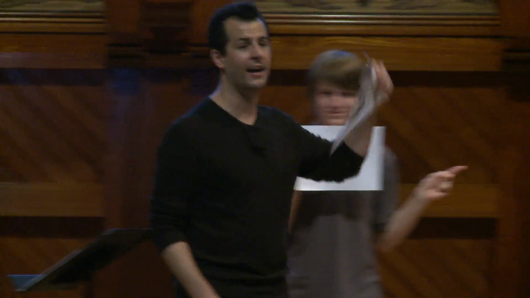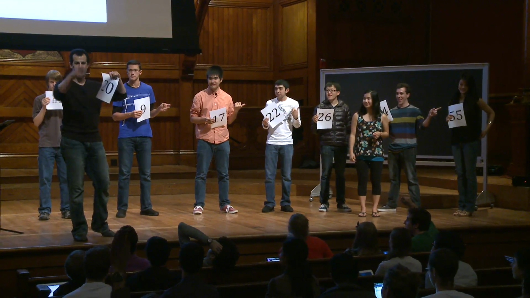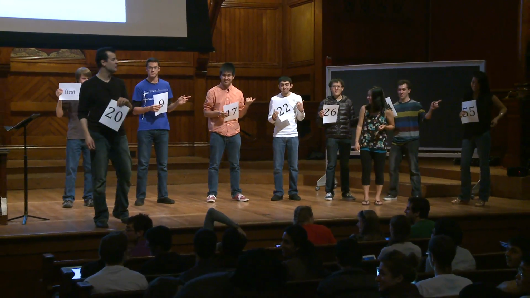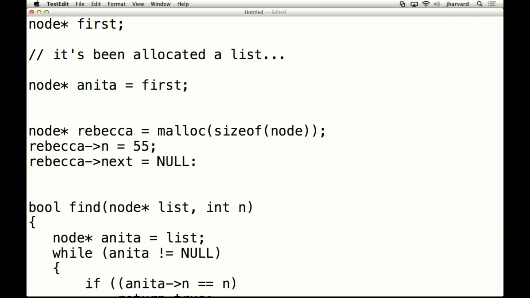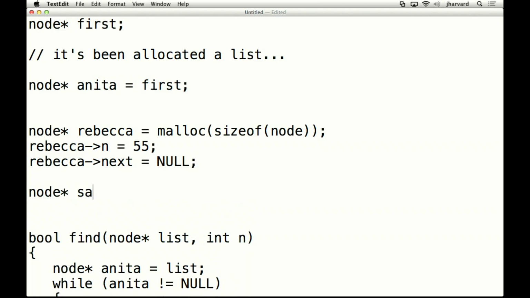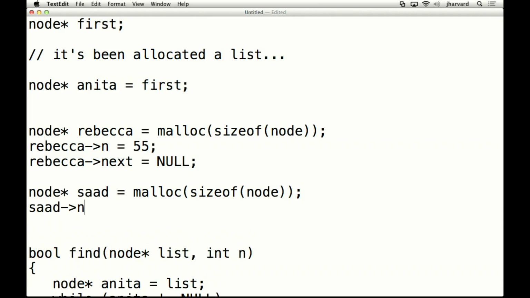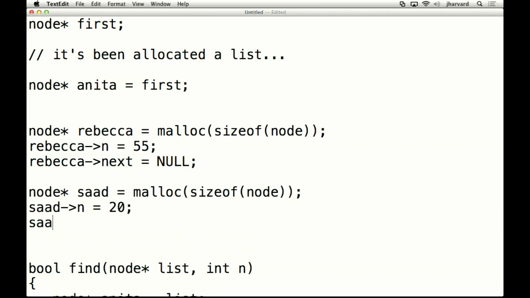All right, so that was too easy. Let's try allocating. We're almost done. 20. OK, come on up. 20 has been allocated. So let me go ahead and say again here, we've just done node star side. We have malloc of size of node. We then do the same exact syntax as we did before for 20. And I'll do next gets null.